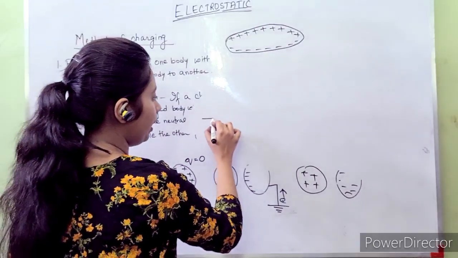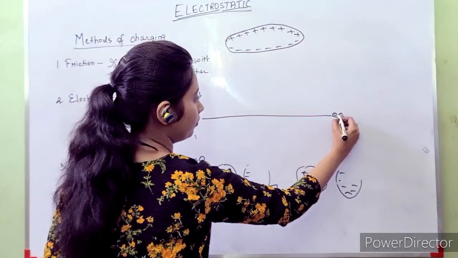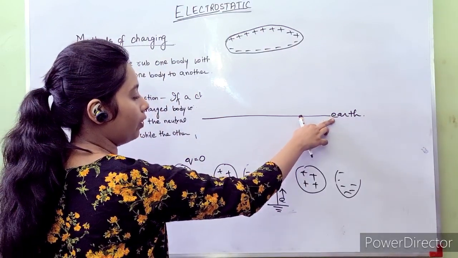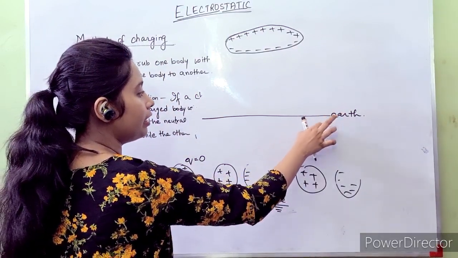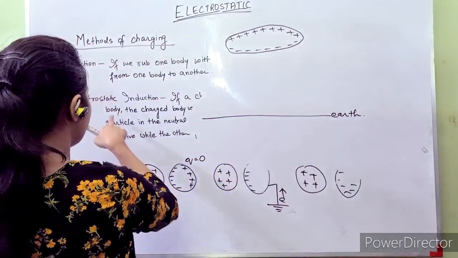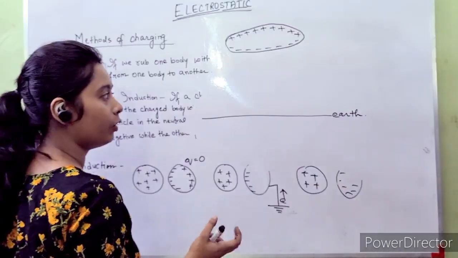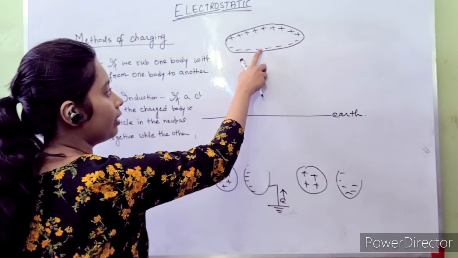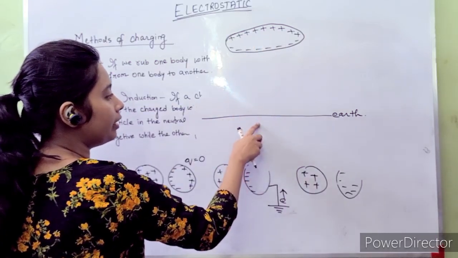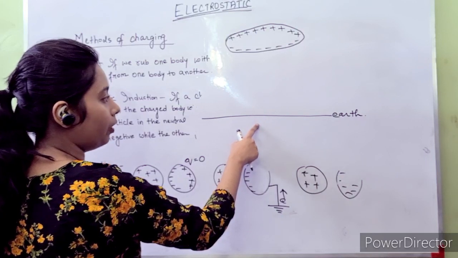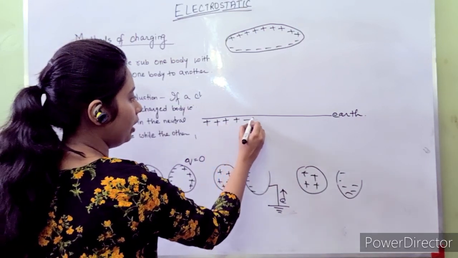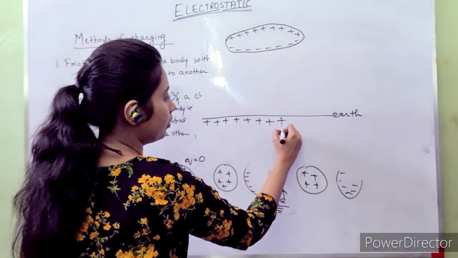Now we have the earth at the bottom. This earth is a neutral body. Now, electrostatic induction, just now I taught you: when a charged body is brought near an uncharged body, charges are accumulated on that body.